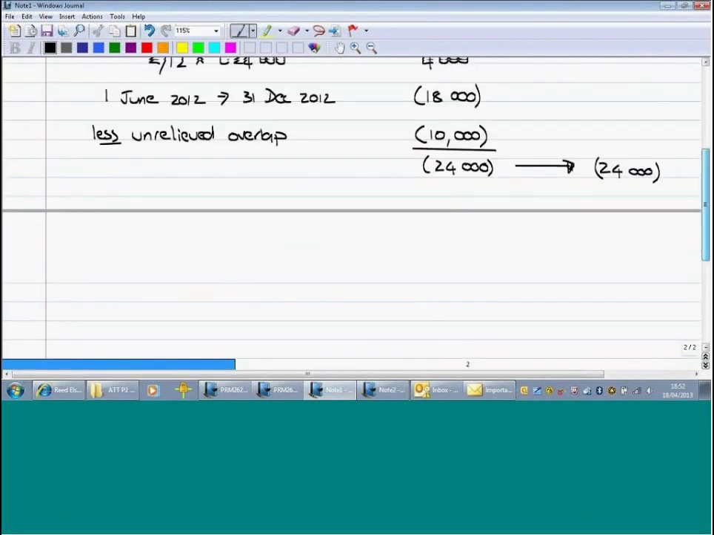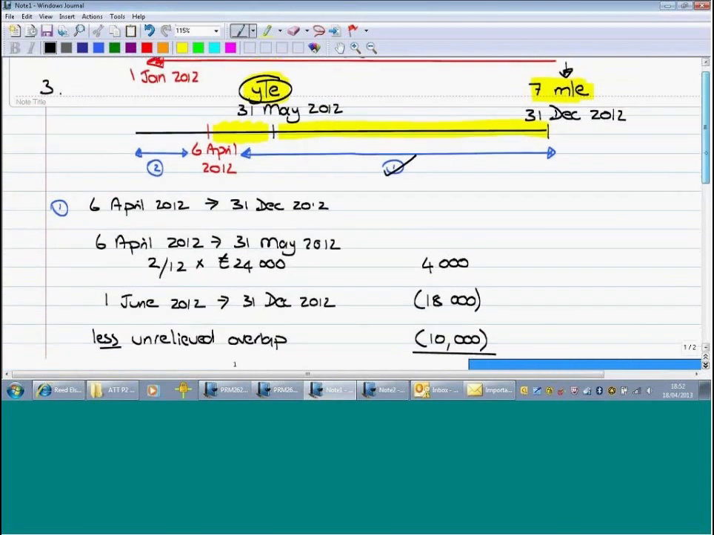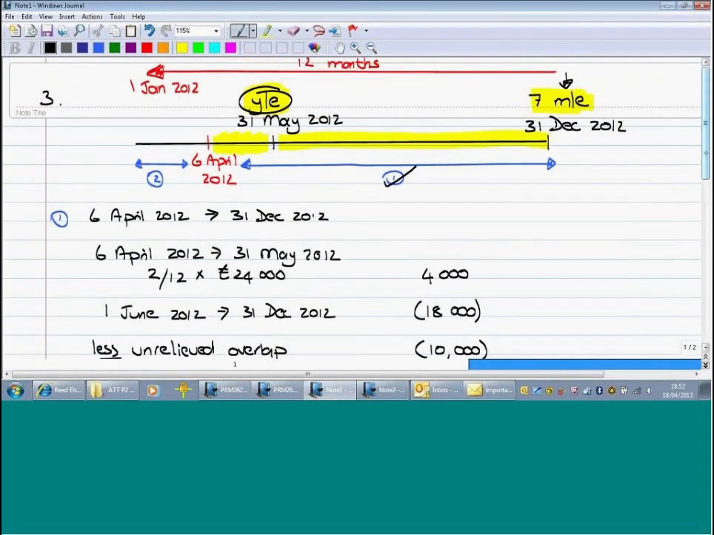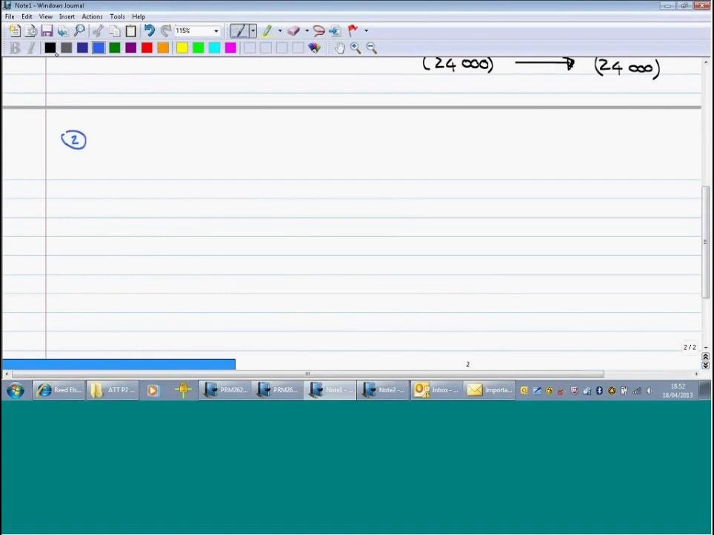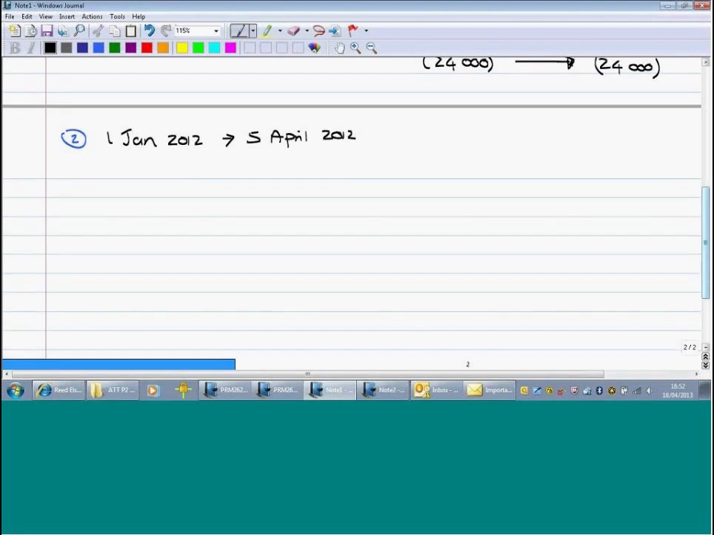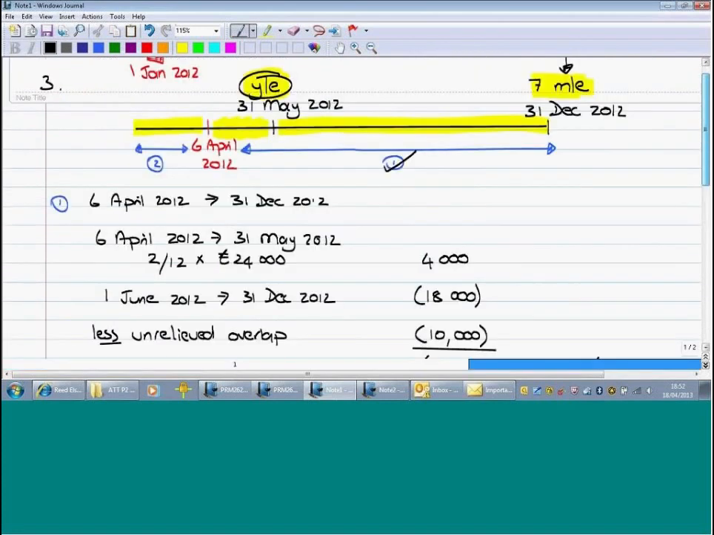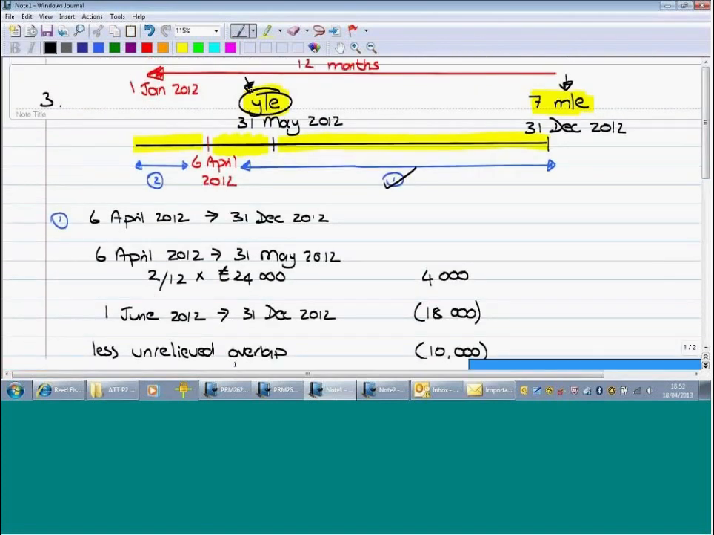And in step two, remember, we're calculating from the 1st of January 2012 through to the 6th of April 2012. So I'll jot that down as my step two calculation. From the 1st of January 2012 through to, well, strictly speaking, it should be the 5th of April 2012, but we're always going to ignore those 5 days in April anyway. So that's going to be January, February, March. It's going to be 3 months of this accounting period, the year to May 2012.